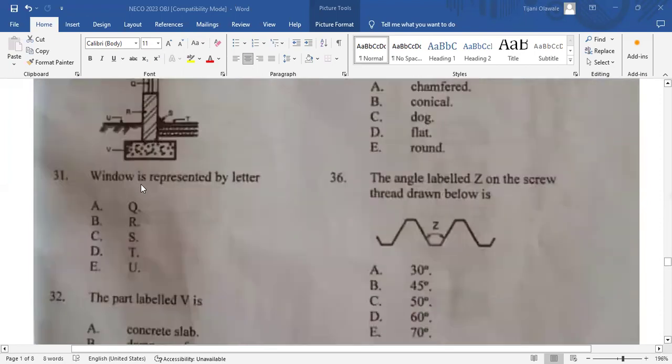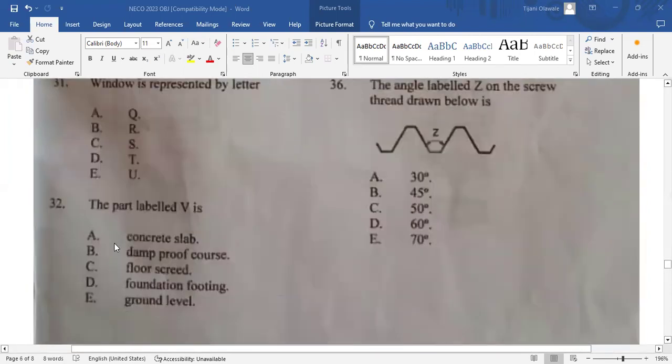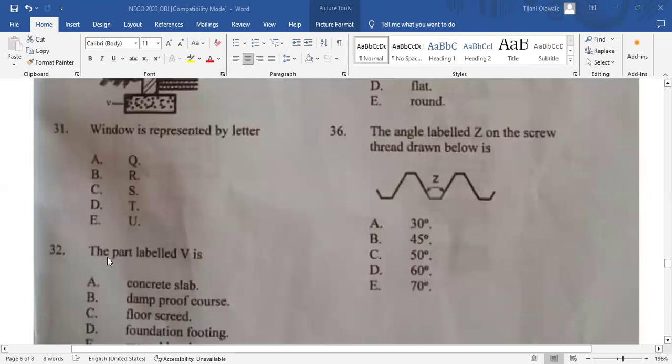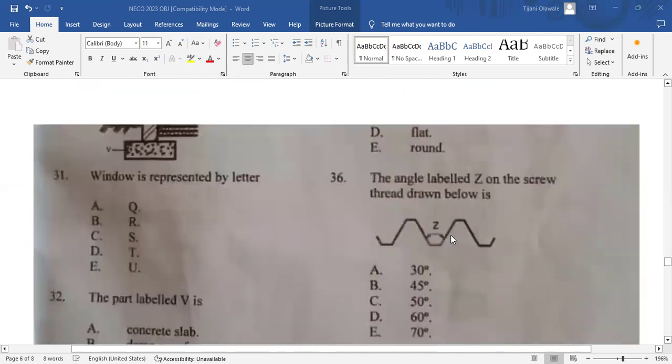Here we have the window represented by letter Q. So this is the window, represented by letter Q. That is option A, the answer to that question. Then question 32 says that the part labeled V is a foundation footing. That is option D, the answer to that question.